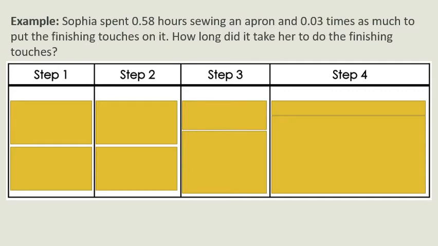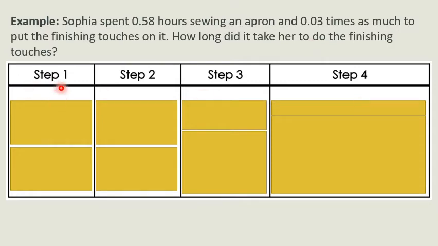So, let us understand muna yung problem natin. Si Sophia daw, meron siyang 58 hundredths hours para matahi yung isang apron. Tapos, magdadagdag siya ng 300 times nung kanyang in-spend doon sa pagtatahi, doon naman sa finishing touches, yung pampaganda ng apron, yung mga designs. How long did it take her? Gaano katagal daw niyang natapos yung finishing touches.